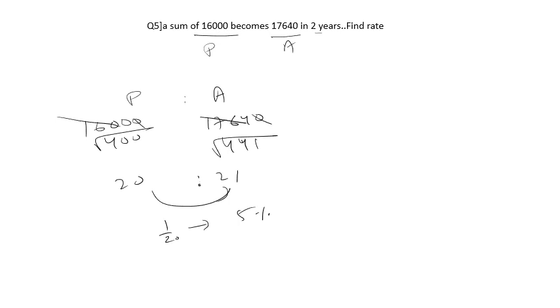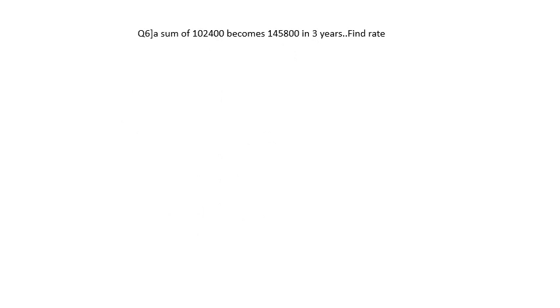Now moving to the next question, guys. Now this is given as, this is principal, this is amount. 102400 and 145800. Just simplify this, guys. This is coming out to be 512 and this is 729. This is cube.